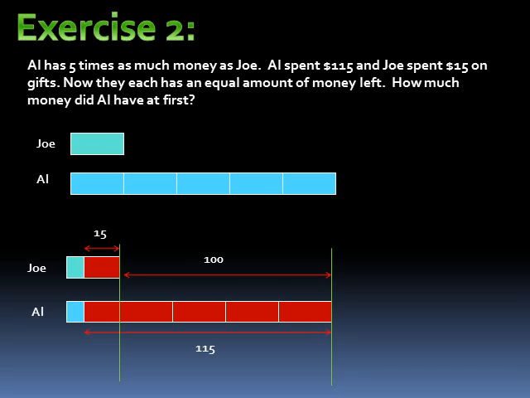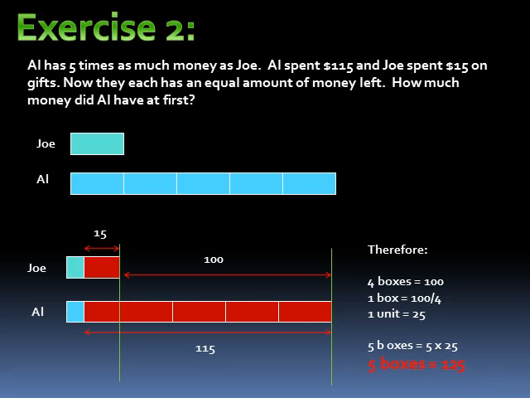Pause this if you have not figured it out yet, and do not continue until you have figured that one out. Alright, so if you figured this one out, that's 100. As you can see, 100 is equal to how many boxes? That's equal to 4 boxes. So 4 boxes is equal to 100, therefore 1 box is equal to 25.